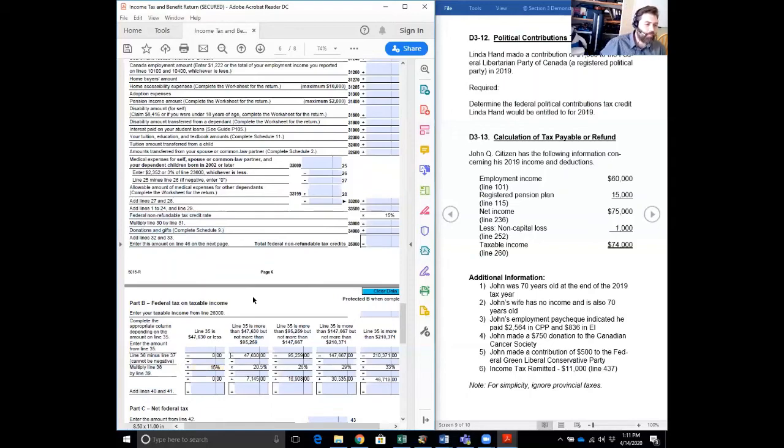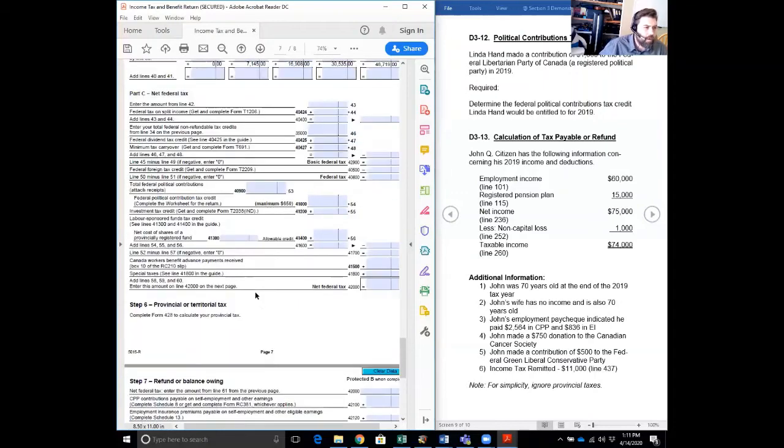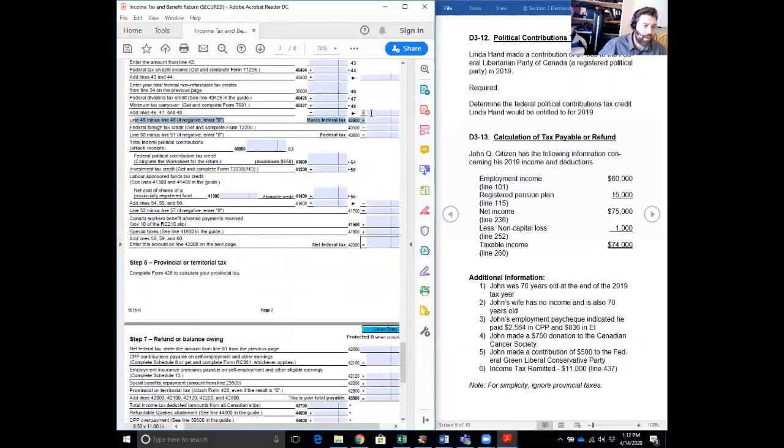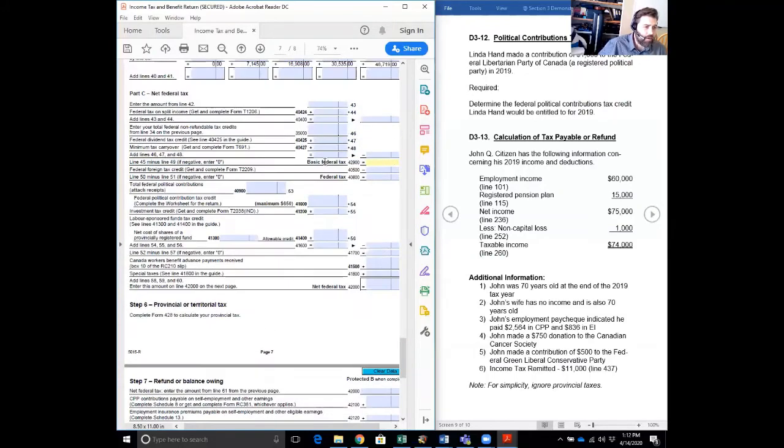And then, but yeah, it's not calculated there. It's calculated here as a deduction. So we add up these deductions and we have a negative sign here. Okay, and then once we subtract these amounts, we get our basic federal tax.